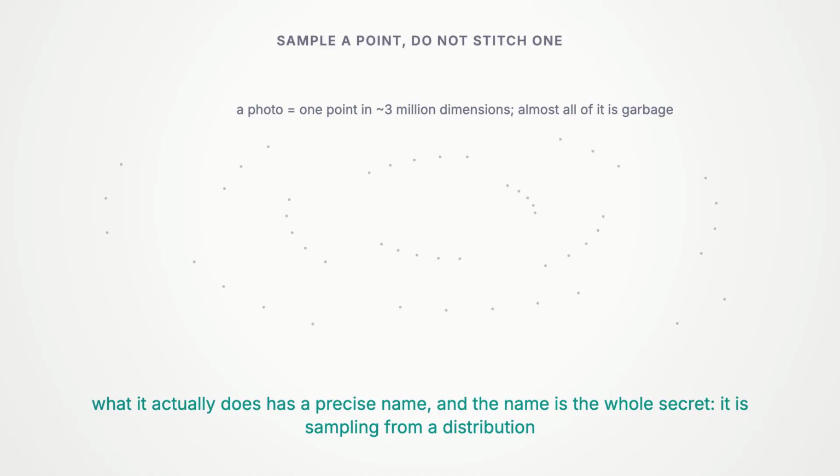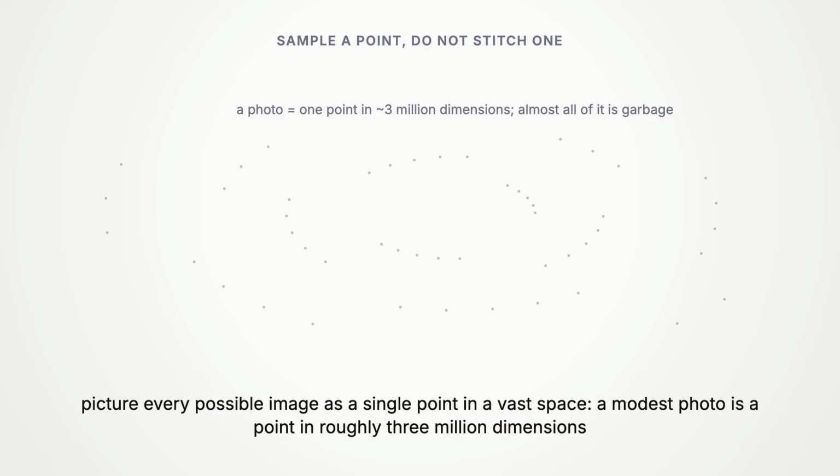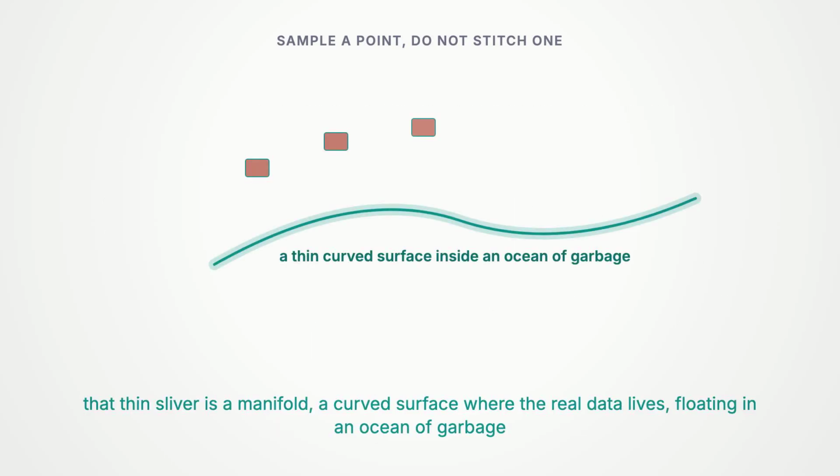Picture every possible image of a certain size as a single point in an unimaginably large space. A modest photo is a point in roughly 3 million dimensions, one number per color per pixel. Almost every point in that space is meaningless static. Only a vanishingly thin sliver of it looks like anything real, a face, a street, a cat. Mathematicians call that thin sliver a manifold, a curved surface where the real data lives, floating inside an ocean of garbage.